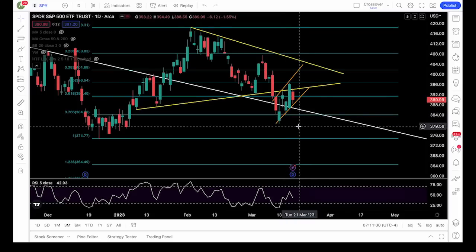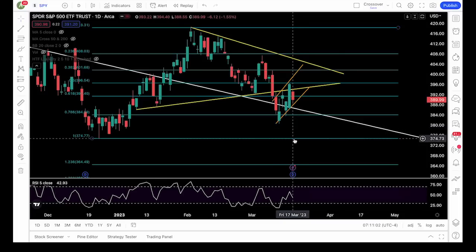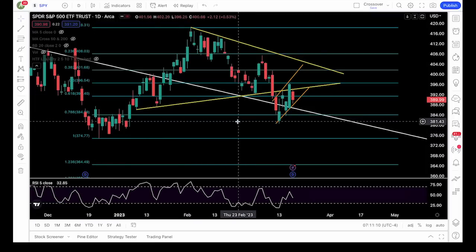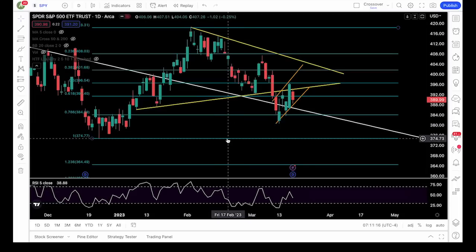I would favor more downside down to 380. My ultimate target would be around 375-ish, 374.7-ish December low. But yeah, below 384, we got to watch support. I play level to level, one level at a time, 382, 380, 378. And then maybe we'll go hit 375-ish December low.